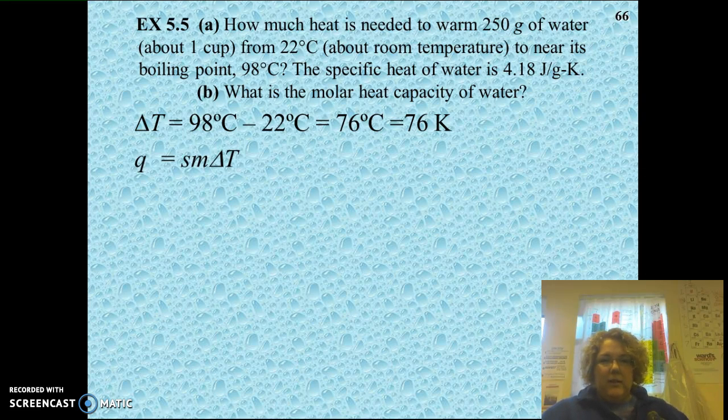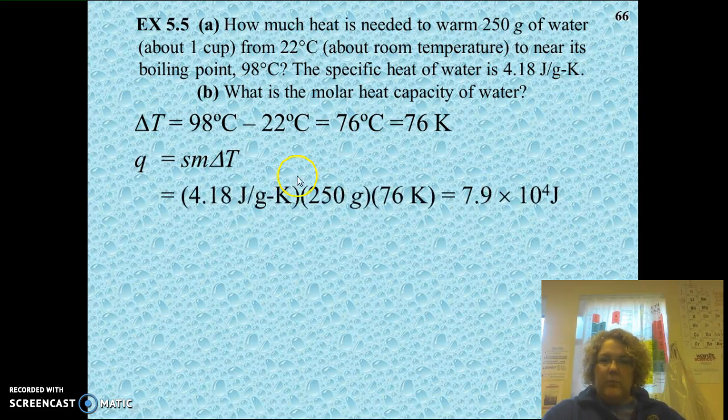Q equals S M delta T. I just say the "QSMAT" problem. Q is heat, that's what we're trying to figure out. S is the specific heat of the substance. Here, the specific heat of water is 4.18. M is the mass, 250 grams. Delta T is the change in temperature, that's 76. Plug and chug all those numbers in there, and we get 7.9 times 10 to the 4th joules.